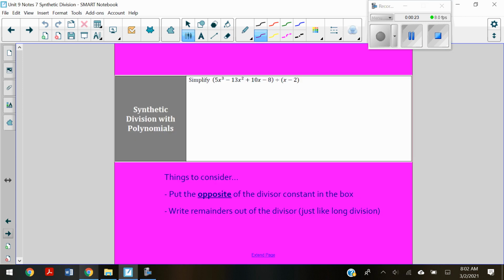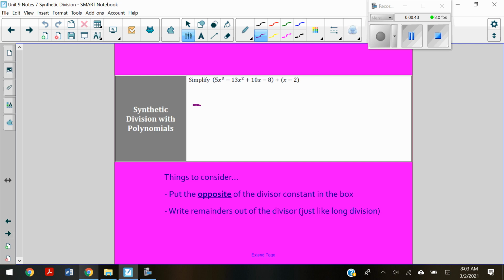Okay, so today we're going to do synthetic division with polynomials. We looked at this type of problem and did long division in the last section. But today we're going to do this with synthetic division. So I'm just going to jump in and show you how to do this with synthetic division right here.